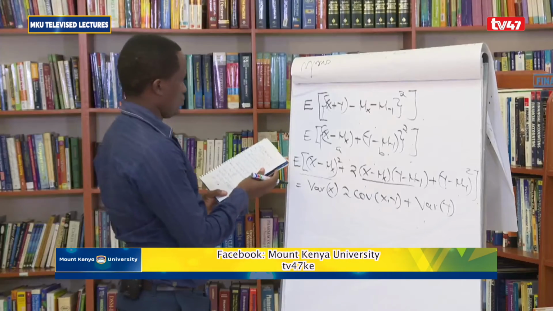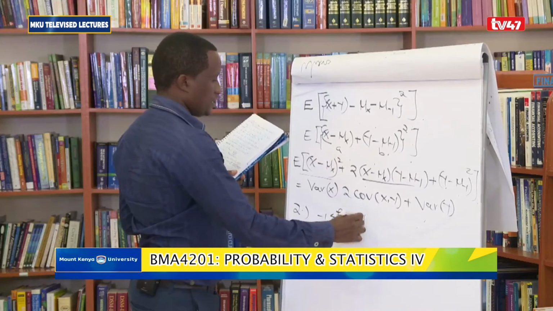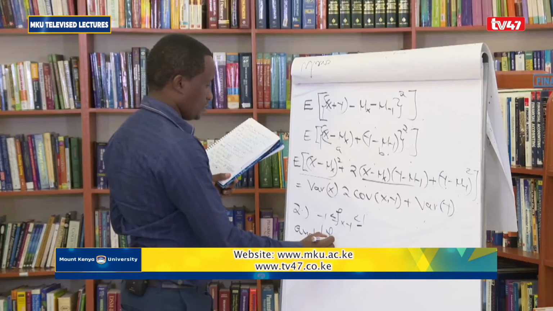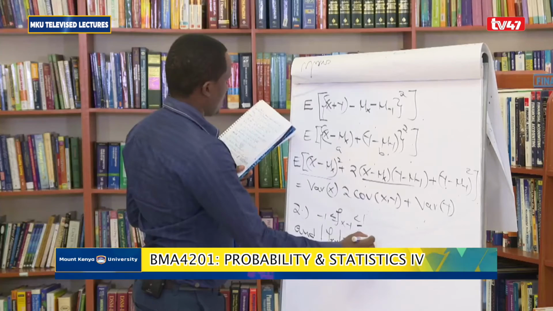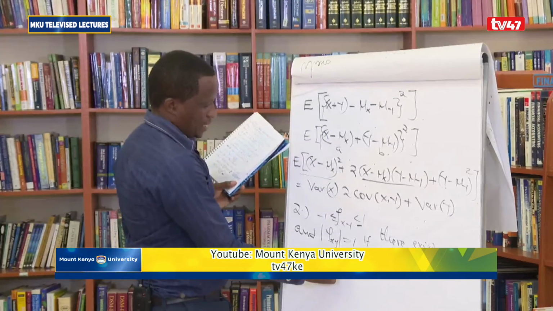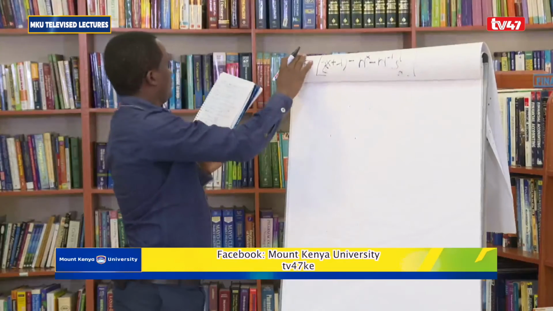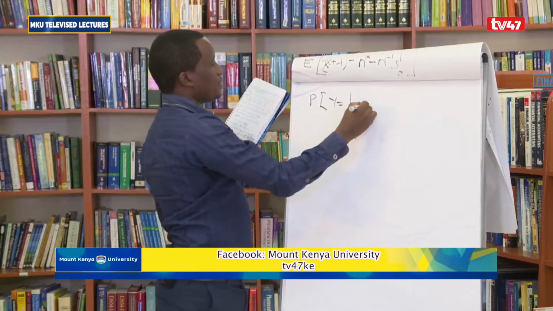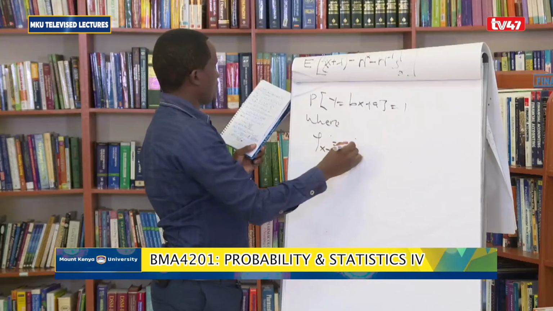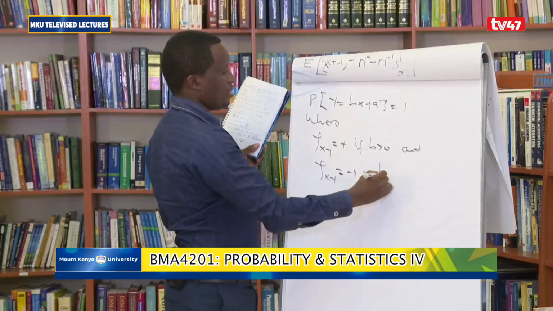Property number 2. The correlation between x and y is in the interval [0, 1] inclusive, and the absolute value of the correlation of x, y is actually 1 if there exist a and b such that the probability that y equals bx plus a is equal to 1, where rho of xy is positive if b is greater than 0, and rho of xy, the correlation between x and y, is negative if b is less than 0.